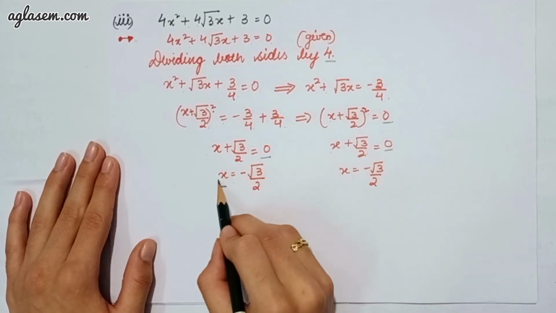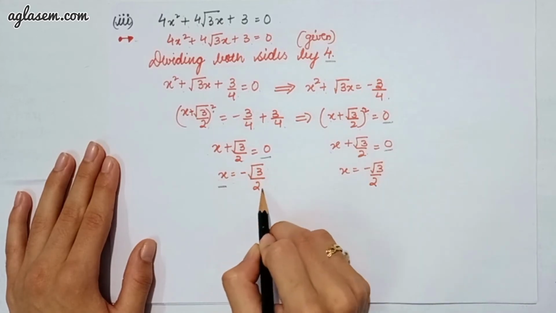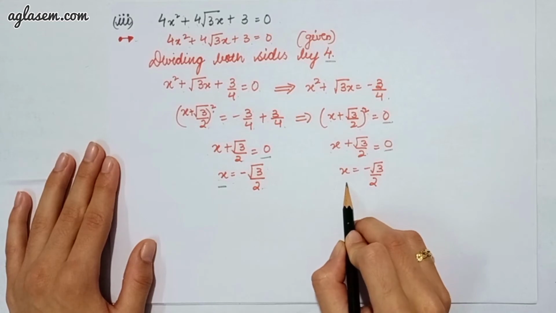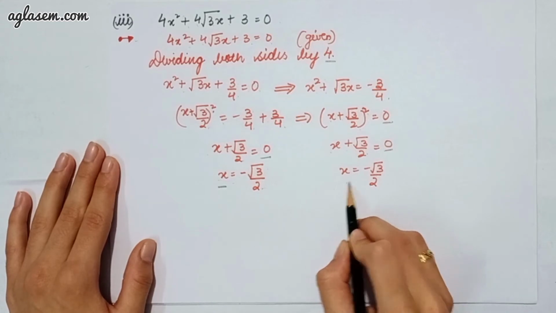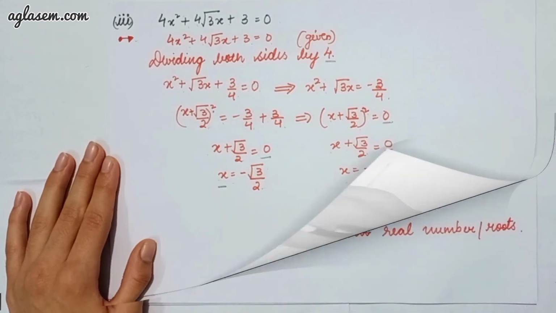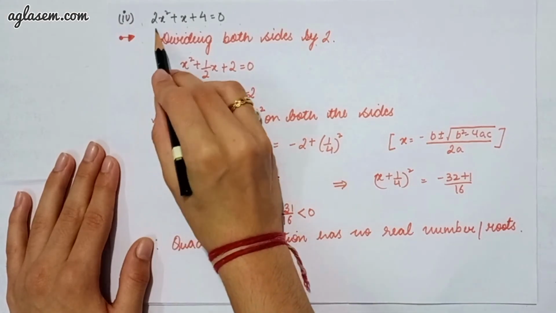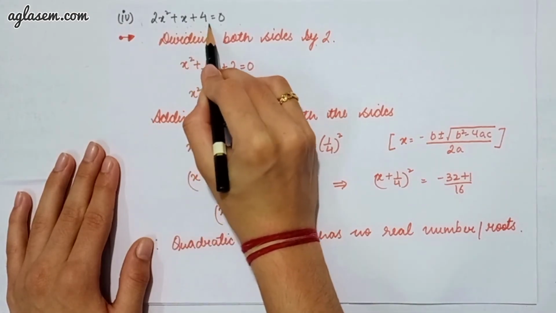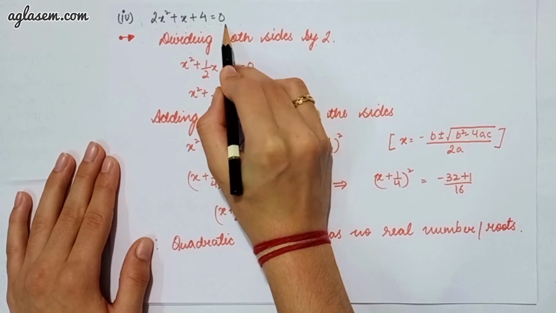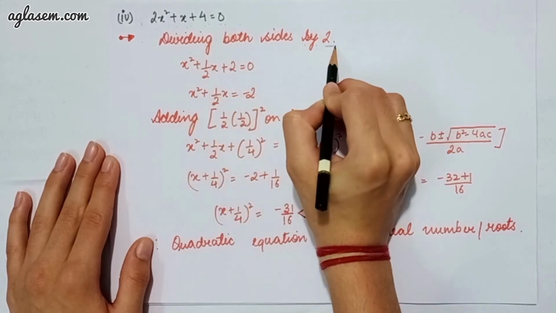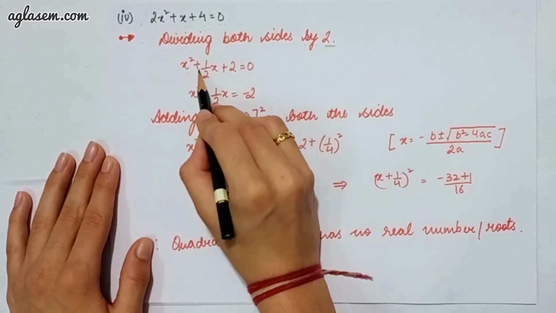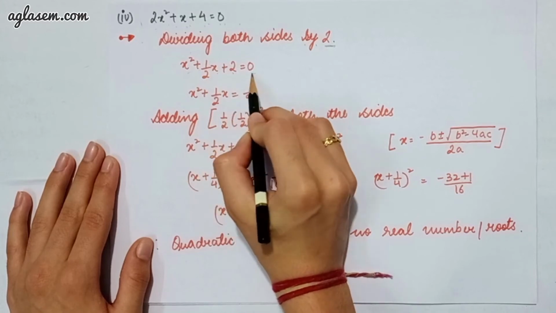Now solving it, we will get x as minus root 3 upon 2, and on the other side we will get the same, that is x is equal to minus root 3 upon 2. Moving to our fourth part, which says 2x square plus x plus 4 is equal to 0. Now again we have to divide both the sides by 2. Therefore, it will give you x square plus 1 upon 2x plus 2 is equal to 0.